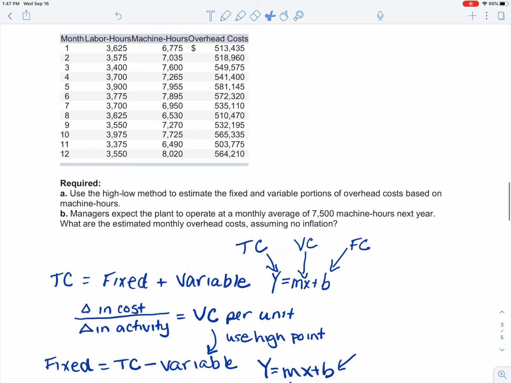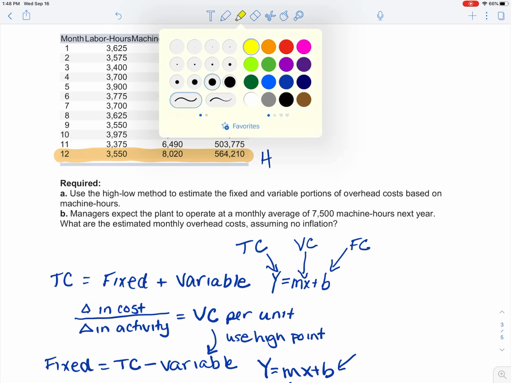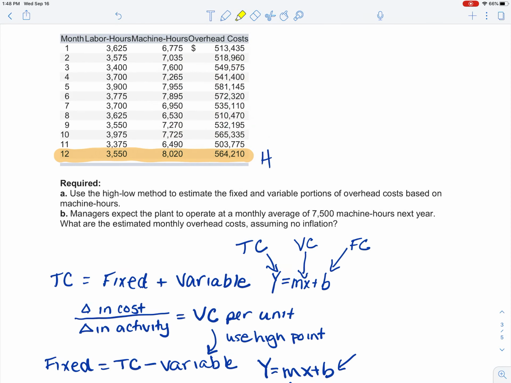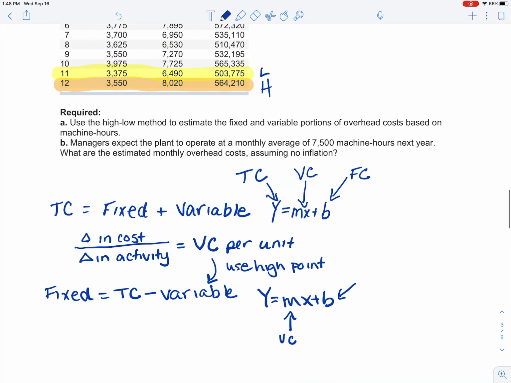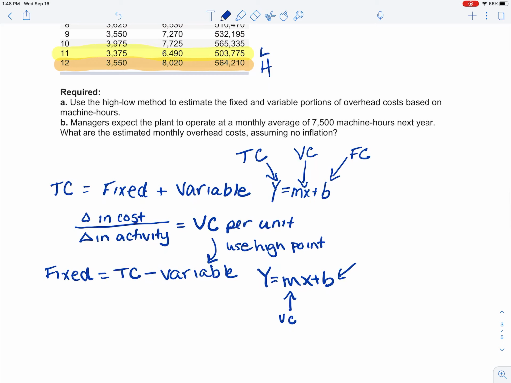So the first thing I have to do is come up here and find that highest point and that lowest point. So if I go in and I look at my activity, easy, this is my highest point. I'll do this again. Maybe I'll find a different color. And I'm going to look for my lowest point, which is right here. That's my low point.